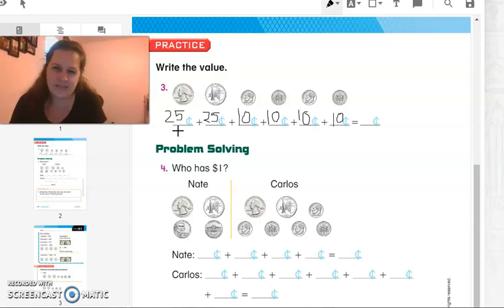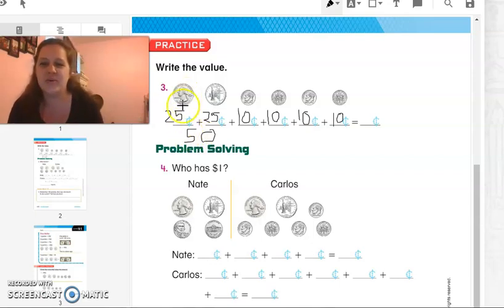All right, if you think back to the first page, 25 plus 25. If you don't remember, I'm going to help you out with it right now. 25 plus 25 equals 50. Okay, that's just something that you're going to have to memorize. It'll come with practice and time. 2 quarters, 25 plus 25 will always equal 50 cents. So we know right here, these two together, 25 plus 25 is 50.